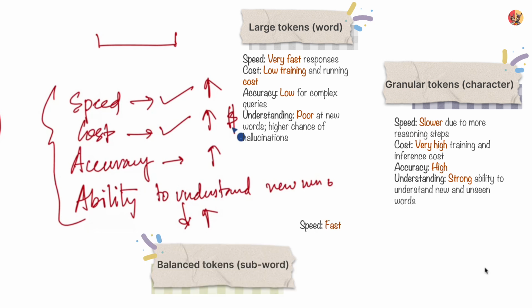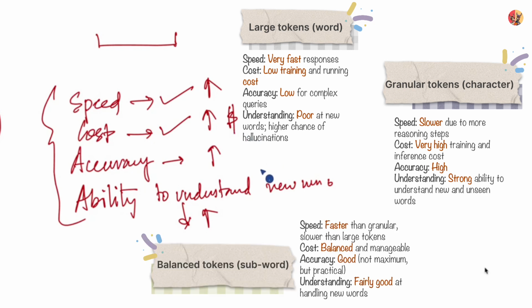But if there is a balanced approach, you will be fairly able to understand new words. Your accuracy will not be like the granular one, but still it will be good enough for any kind of product. It's not bad, we can say, and you will have a balanced impact on your cost, and your speed will also be faster. So that's why it's highly imperative for AI researchers to define the best tokenization logic for their LLMs, because it directly impacts the outcome of the LLM.